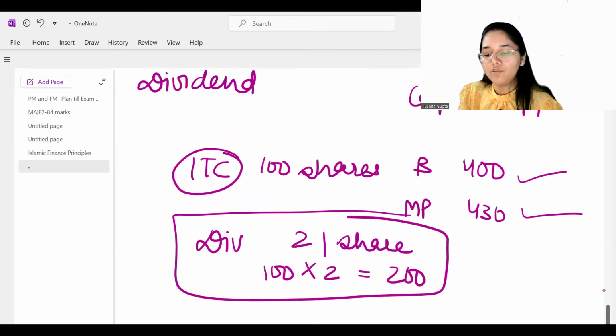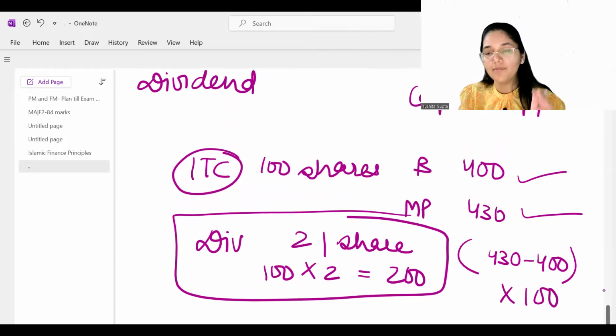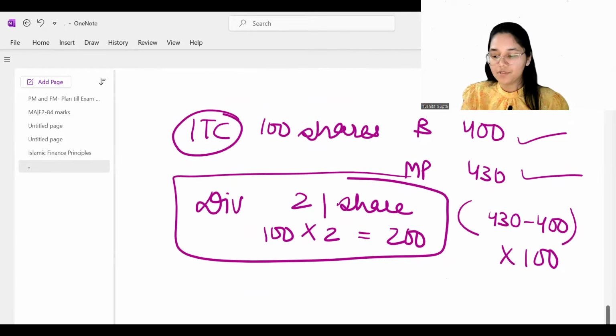So what is my gain over here? 430 is the current market price. My cost is only 400. So this gives you 30, and if you multiply that by 100 shares, that's the gain that I have. So 3000 is my gain when it comes to the capital gain that I have had.